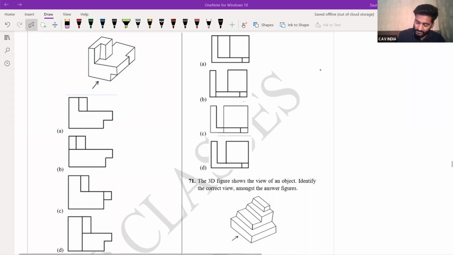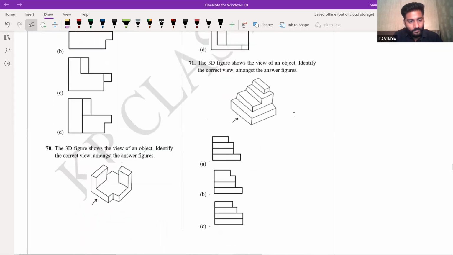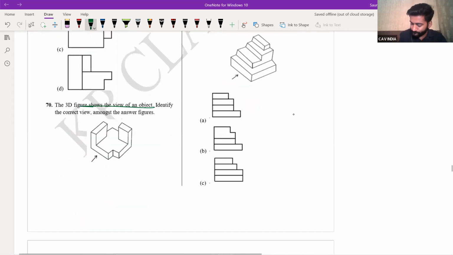Yes, A is the right answer. Then again, you are having a 3D figure, this particular object. These are actually very simple 3D figures that came last year. You will get all these shapes, but when you look at it from this arrow direction, you will just see this L shape. You will also see this one.